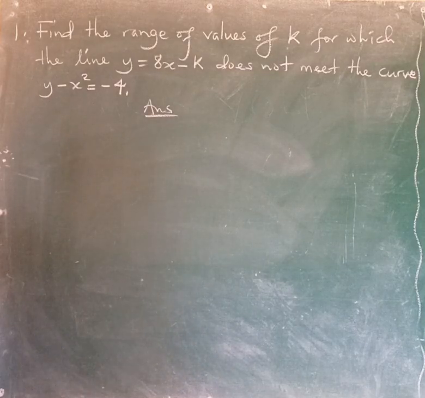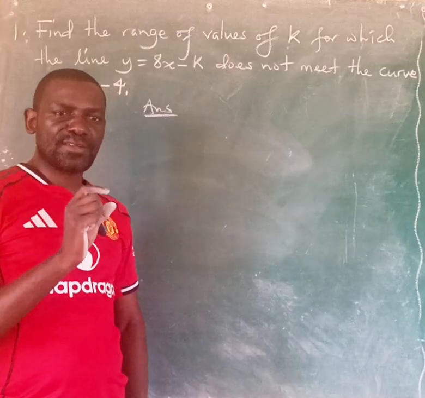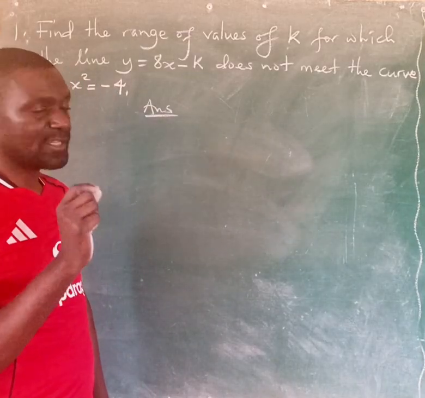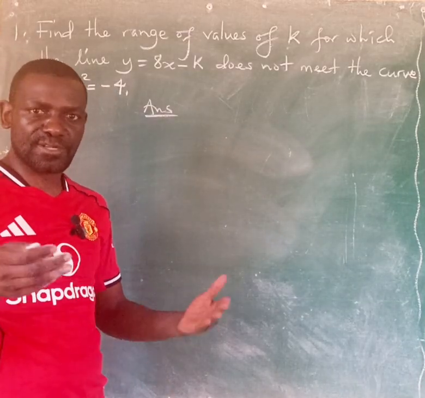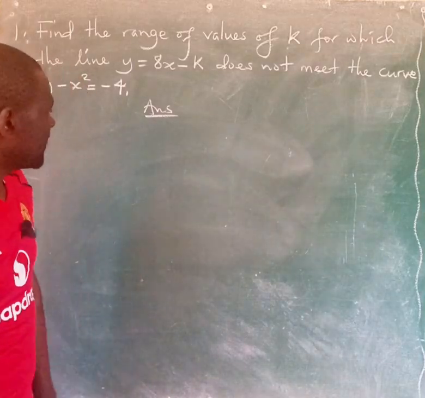So where it does not meet the curve, it simply means the value for the discriminant, remember we talked about the discriminant, should actually be less than 0. Then it means it will have no real roots, and that's the situation where it will not touch the curve.